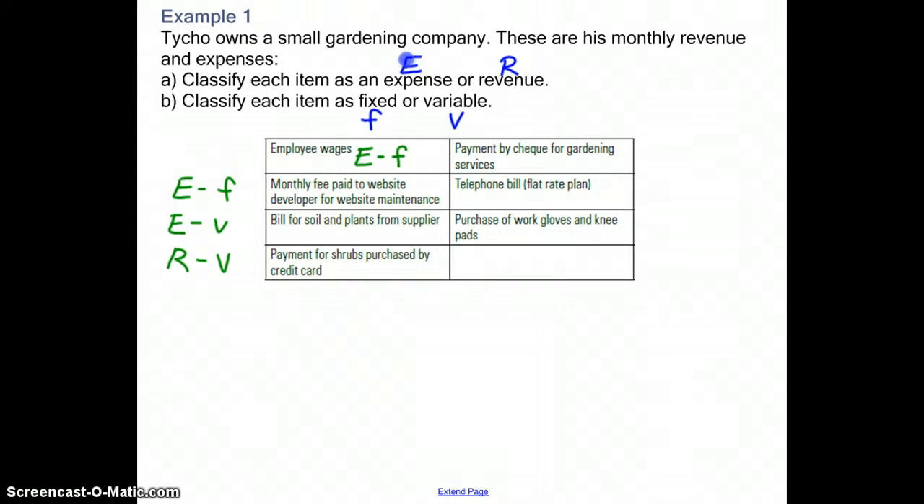Then we have a payment by check for gardening services. So again, revenue and variable because it's another payment. All these payments for a job like this would not always be the same. It would depend on the size of the job and other things like that. Telephone bill, it's a flat rate plan. Expense and fixed. And purchase of work gloves and knee pads. Variable, good, because it's probably a one-time thing until they need to be replaced, which wouldn't be all the time.